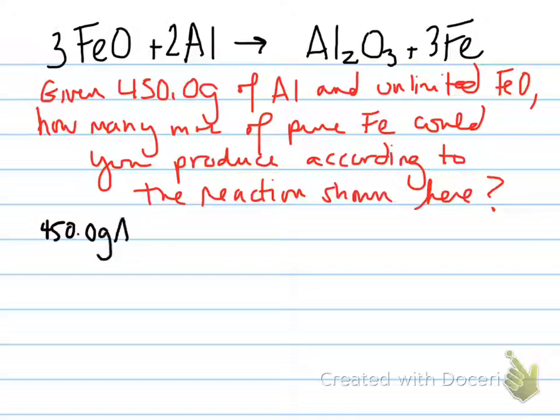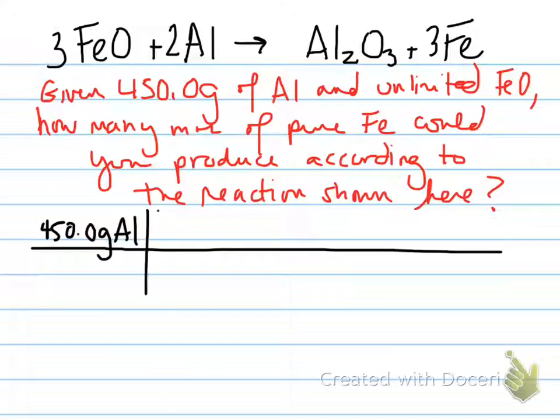450.0 grams of aluminum is our given. Okay. What units, what chemical go in the next space on the bottom? Units and chemical have to cancel. That's the easy way to think about how you're going to start off. Grams of aluminum.